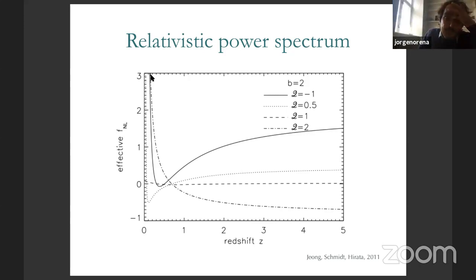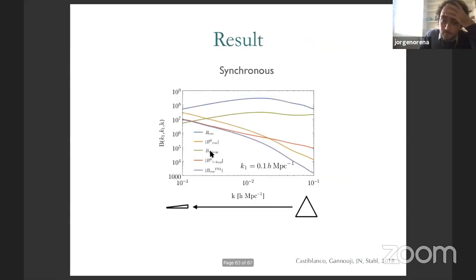this is degenerate with these relativistic effects. We have also computed it for the squeezed limit of the 3-point function, and some preliminary results also show that the relativistic effects, which are this red line and this orange line, are degenerate with a primordial signal, which is this purple line.